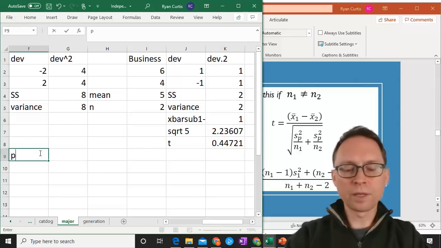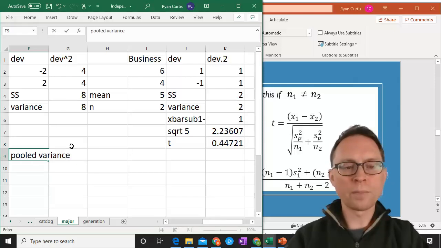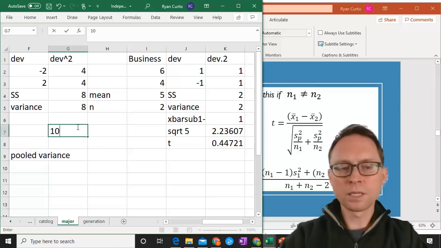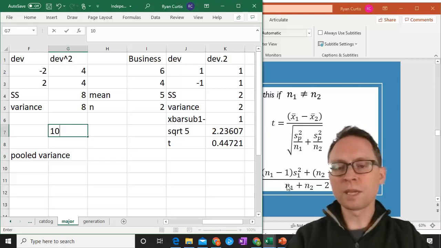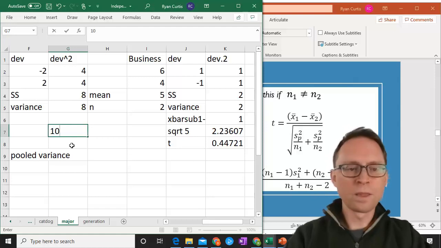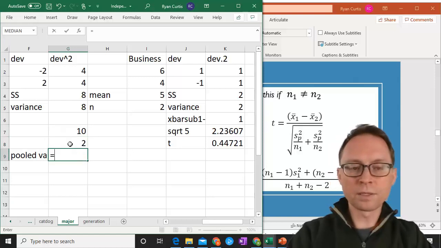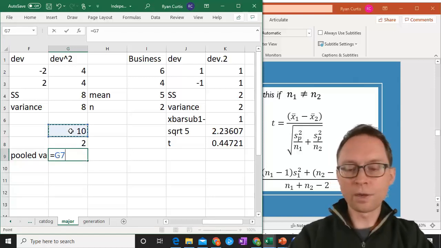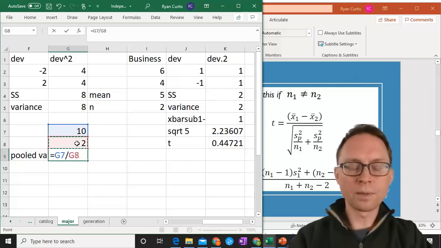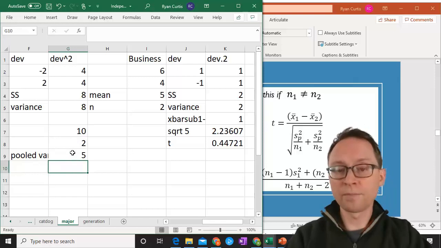So when we're looking for the pooled variance, the numerator up at the top is going to be 10. The denominator is n sub 1 plus n sub 2. n sub 1 is 2 plus n sub 2 is 2. That's 2 plus 2 is 4. Minus 2 is 2. So 10 divided by 2. The pooled variance is going to be the numerator divided by the denominator, which is 5. The pooled variance is 5.